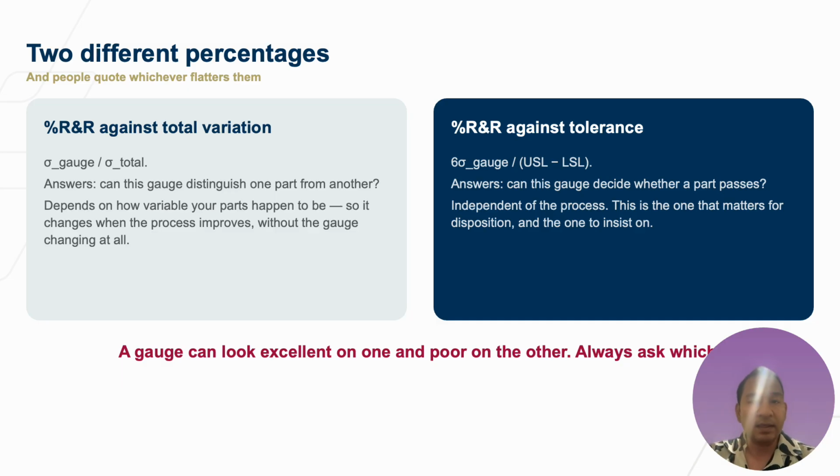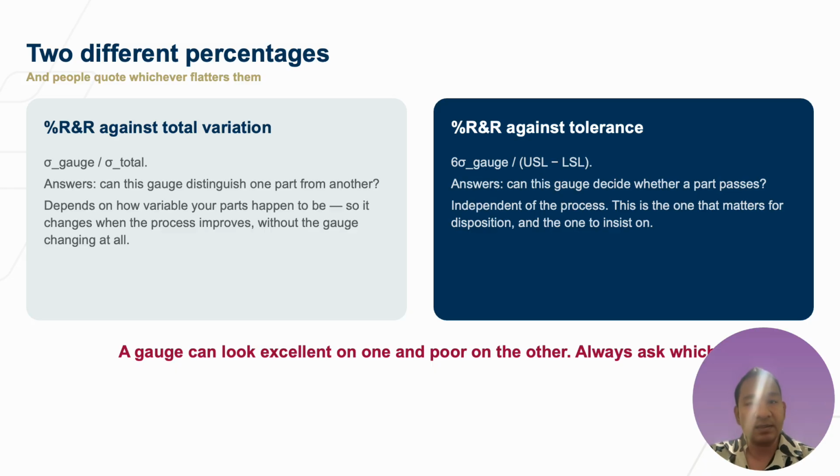Percent R&R against total variation is gauge sigma over total sigma. It answers, can this gauge distinguish one part from another? But look at what it depends on. Your parts. If your process improves and the parts become more similar, this percentage gets worse, with the identical gauge. A successful improvement project makes your measurement systems look worse.